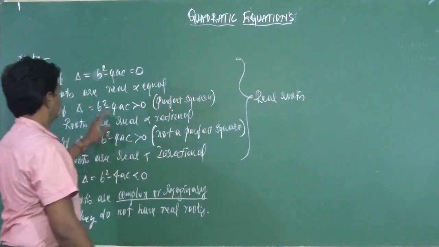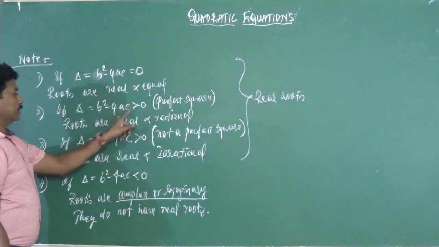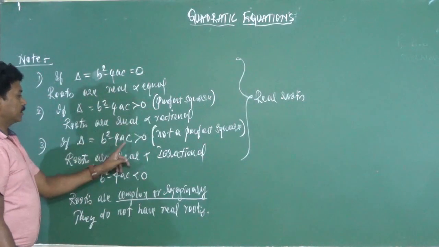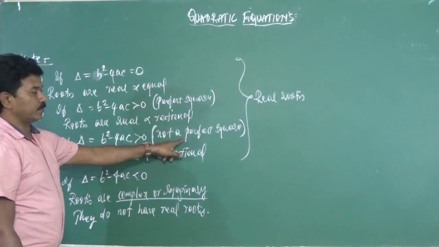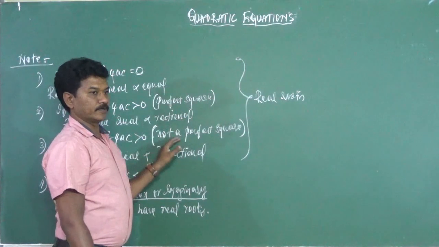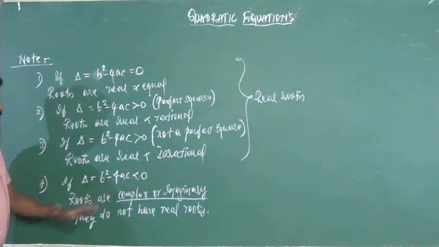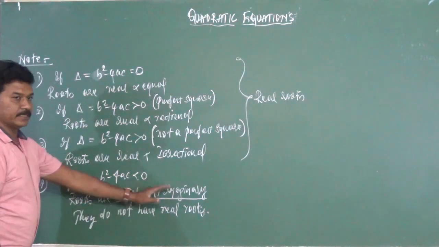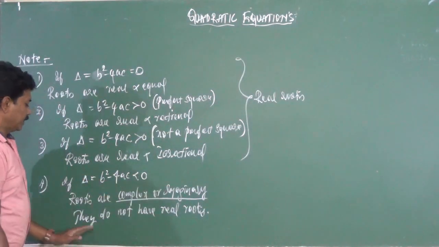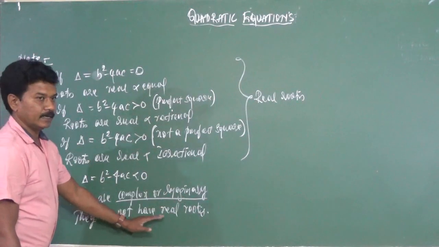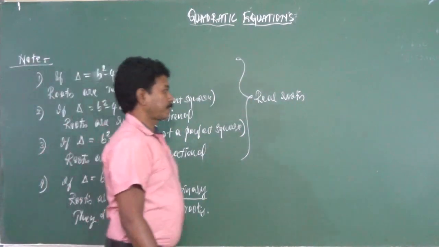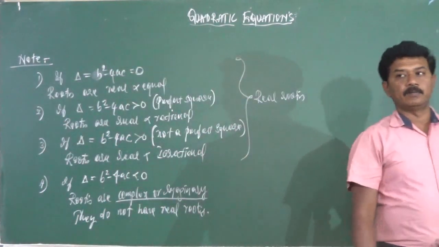That is, if discriminant is equal to 0, discriminant is greater than 0 and a perfect square, discriminant is greater than 0 and not a perfect square, then all the types of roots we get are real roots. But if discriminant is less than 0, the roots are complex or imaginary. In a sense, we can also use the words they do not have real roots. Right. Very important. This will be for 1 mark.